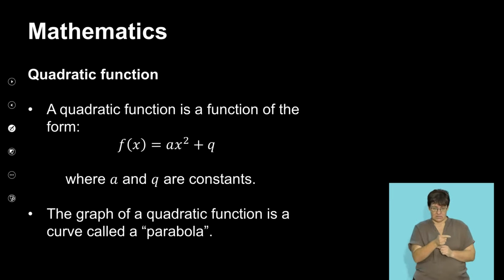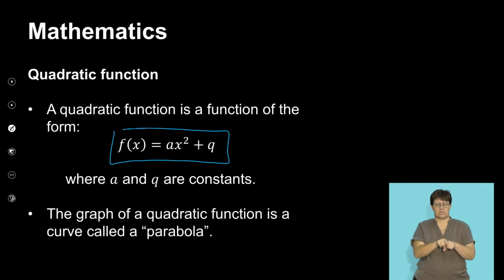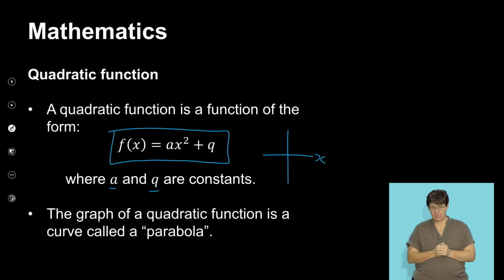Firstly, the first type of function we're going to look at is the quadratic function, which is a function of the form y = ax² + q. Now, the a and the q are normally constants. Remember, every function needs to be drawn on a Cartesian plane which has x and y. So that's why the y and the x are always there. You don't change them.